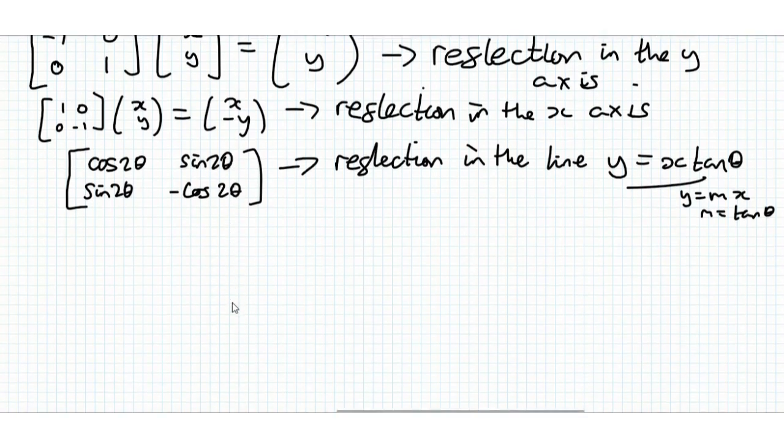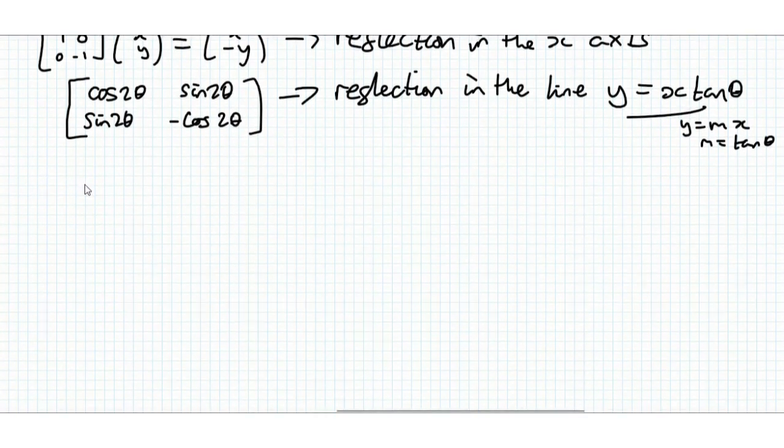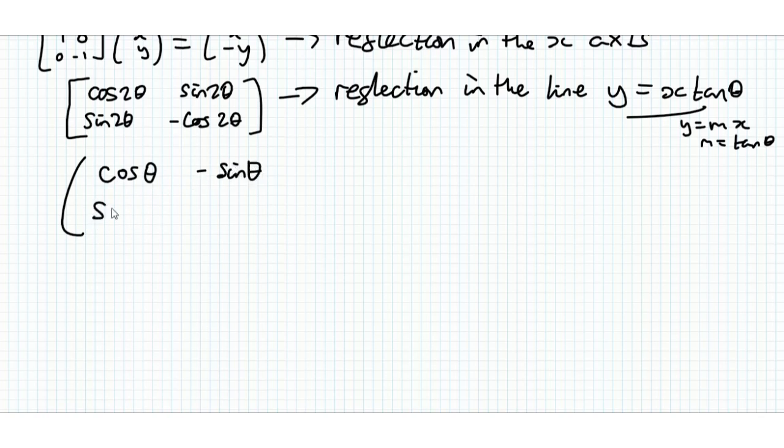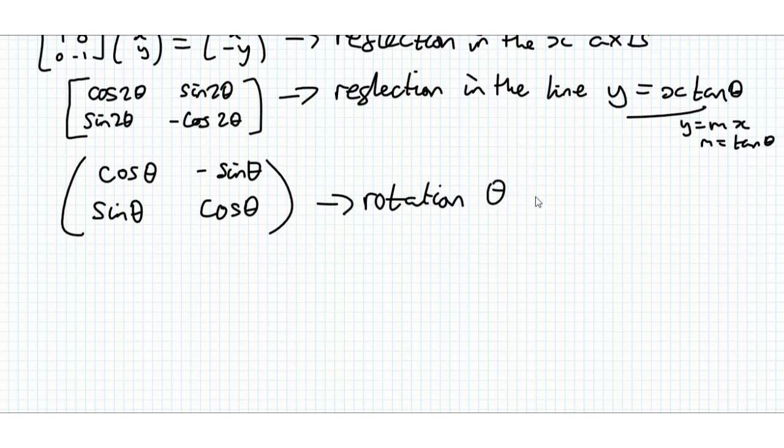Okay. A similar matrix is a rotation matrix. So if we multiply by cos θ, -sin θ, sin θ, and cos θ, we get a rotation of θ degrees anti-clockwise.